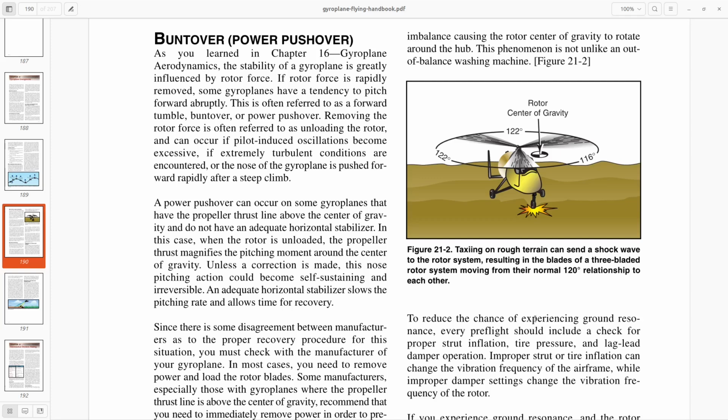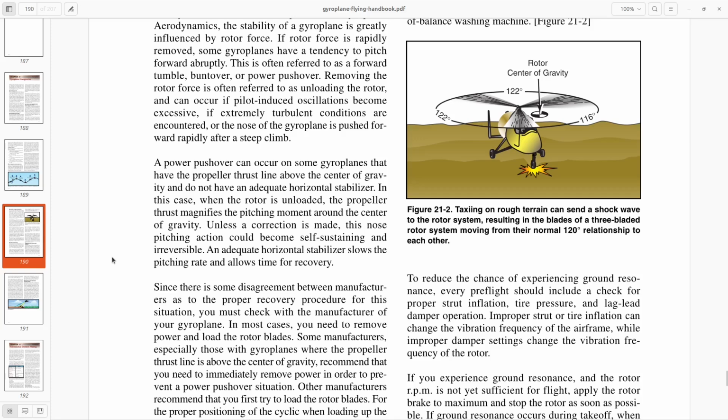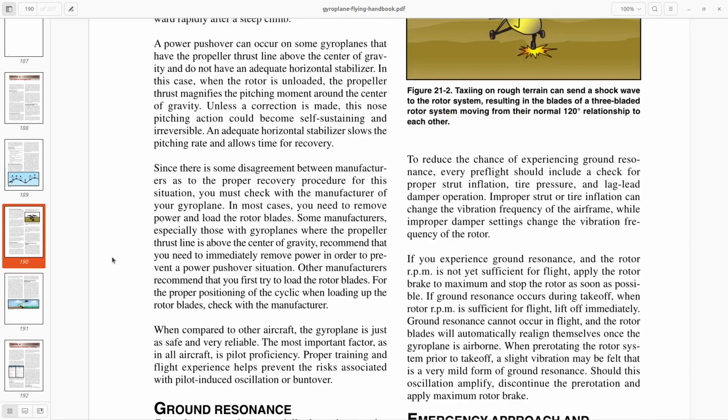So because of that, if you look here in the book, it'll tell you that you should use whatever the manufacturer says is the correct way to recover. So some aircraft will say immediately load the rotors. Those that have a high thrust line compared to the center of gravity will likely tell you immediately reduce power to not make it worse. Now, in both cases, they're probably going to tell you load up the rotor.